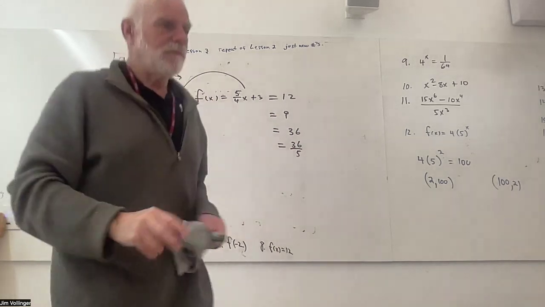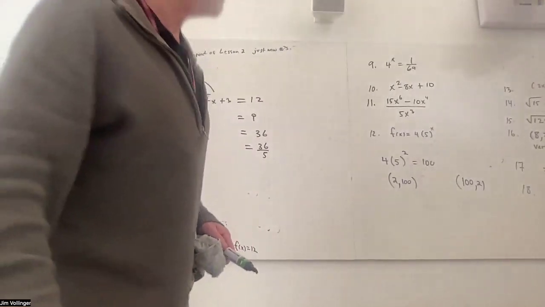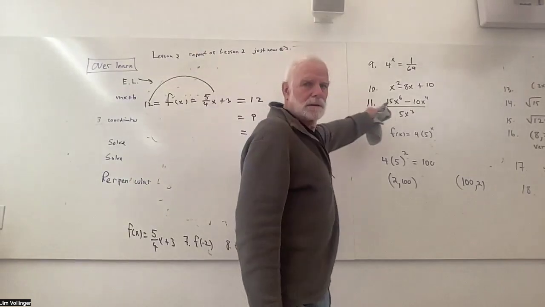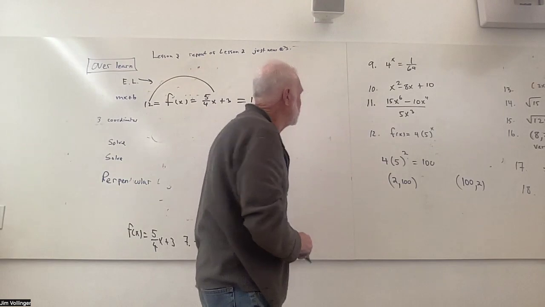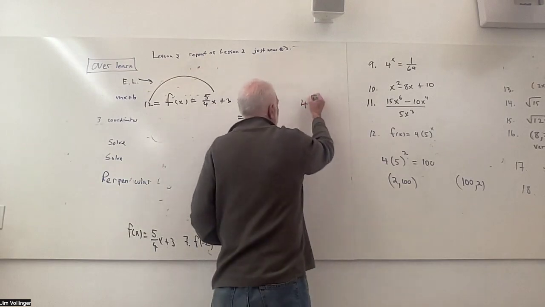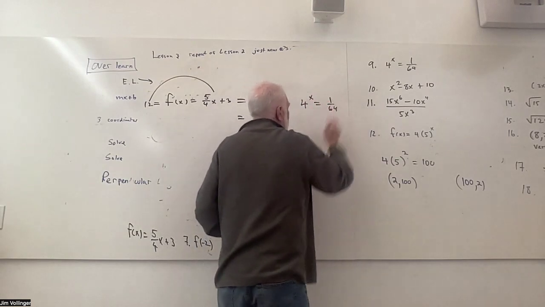All right. 4^x equals 1 over 64. Guess you can see that, can't you? Yeah. All right, I'll do the work over. Nah, I don't like looking left to right. So yeah, I'll go right here. 4^x equals 1 over 64.